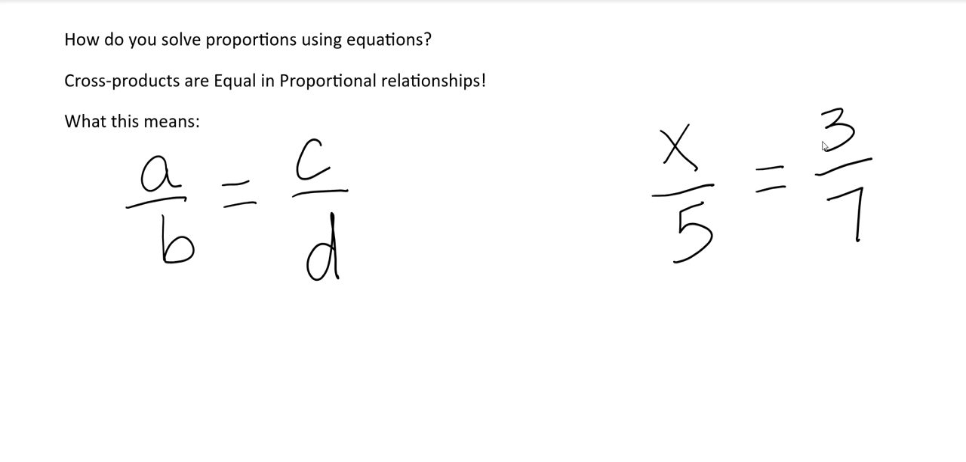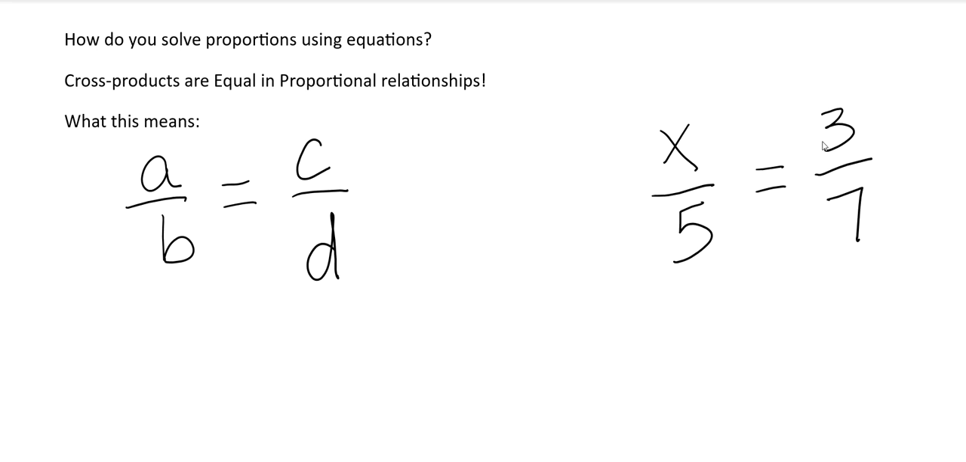There are many ways to solve proportions, but in this video, let's look at how to solve proportions using equations. We know that cross products are equal in proportional relationships.